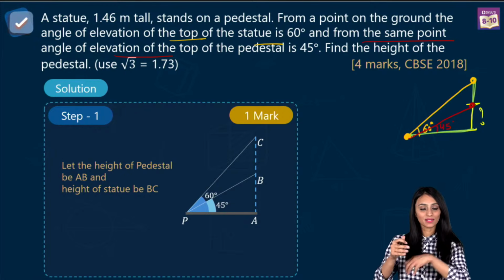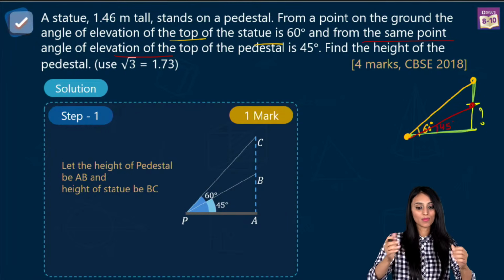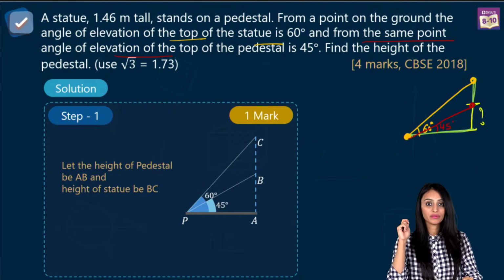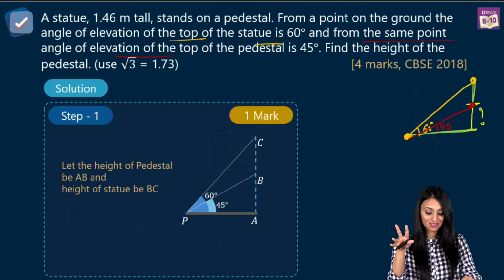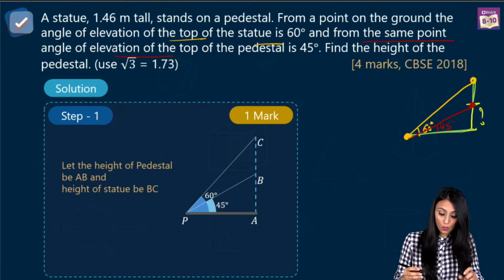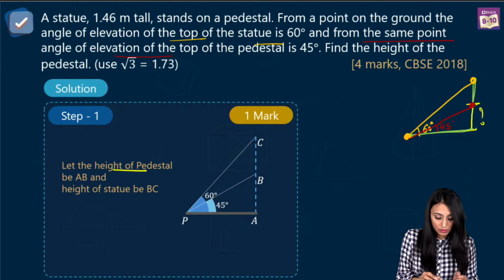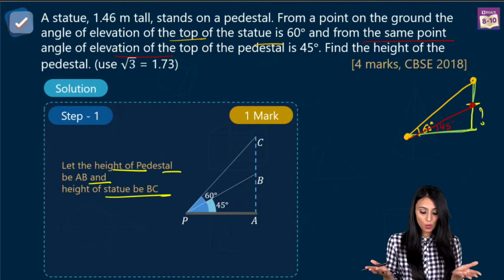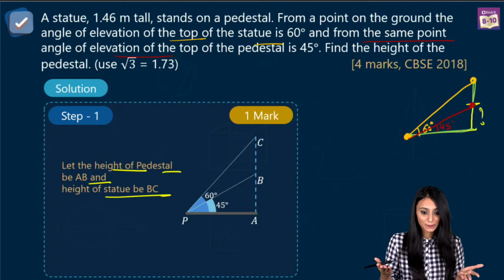Absolutely, Sonali. Pedestal is like a stand. Statue is above it. So, first of all, important thing, you have to make the figure on your answer sheets with pencil, right? Do not use pen. Also, you need to mention what all we are assuming here. Let's say the height of the pedestal we are assuming as AB and height of statue as BC. This is important to mention. Otherwise, how would the examiner know what is AB, what is BC, right?